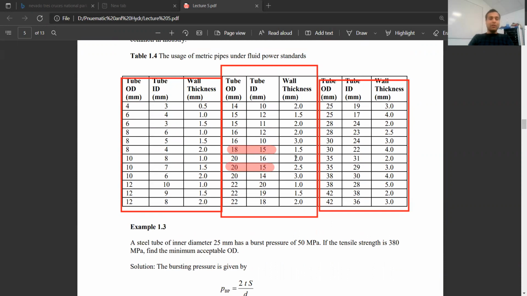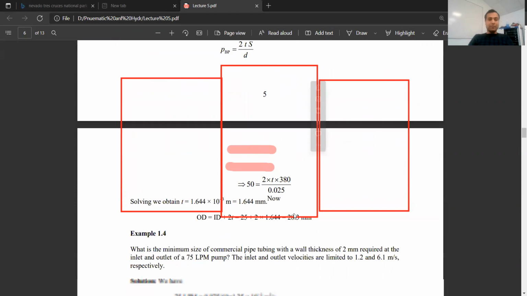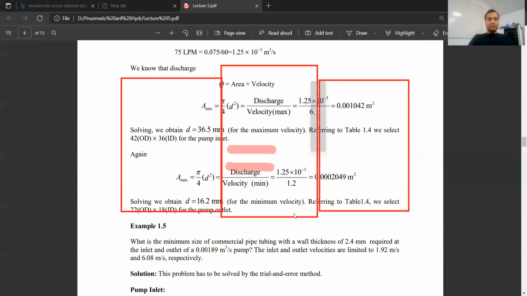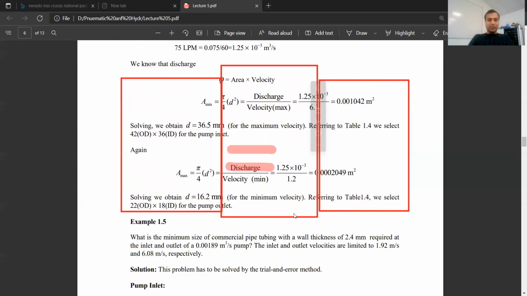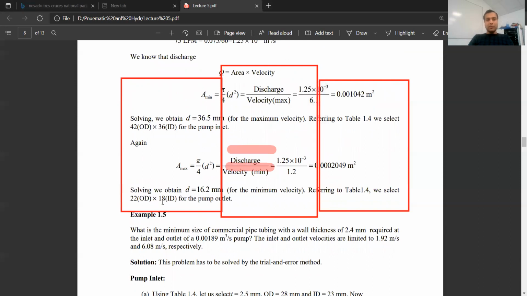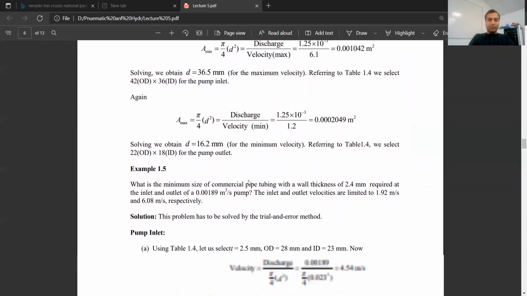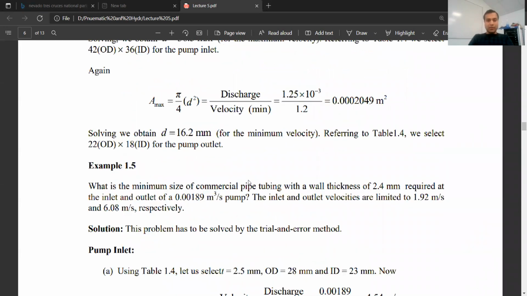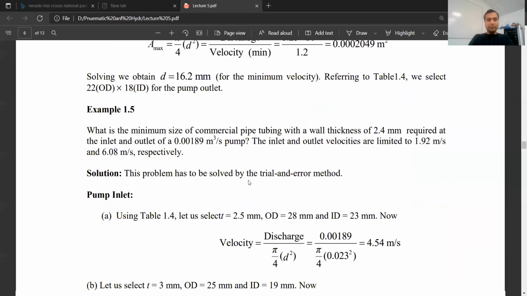You can see the wall thickness of 2 is here. The wall thickness of 2 is here as well, but obviously we cannot use these values. So based on that, we will choose, it's the other way around, 18 and 22. If I got one, I can just add 4, because on both sides the wall thickness is 2, and I can choose that. Now let's have a look at the next one, the last one.